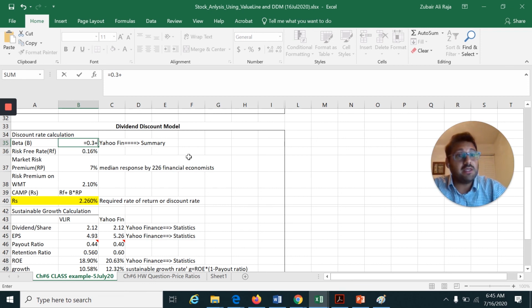And if you do not have the Value Line Investment Survey reports, because you need a subscription for that, then you can still use Yahoo Finance. But because I have the data from both of them, I'm using the average of the beta reported by both Yahoo Finance and the Value Line Investment Report. So 0.3 plus 0.75 divided by 2, this beta I've used over here.